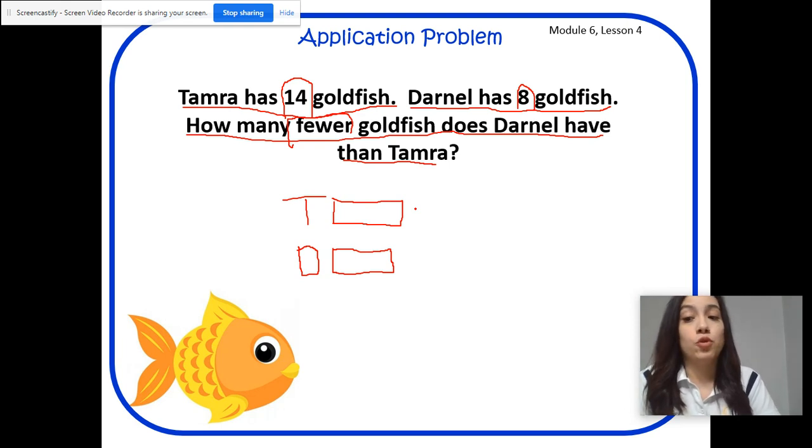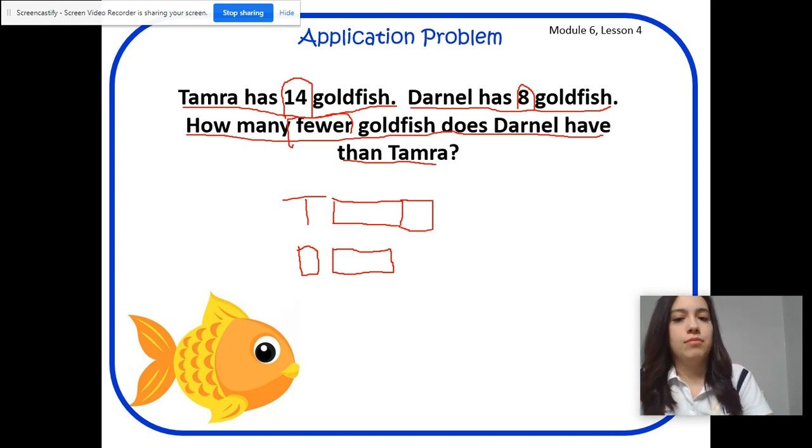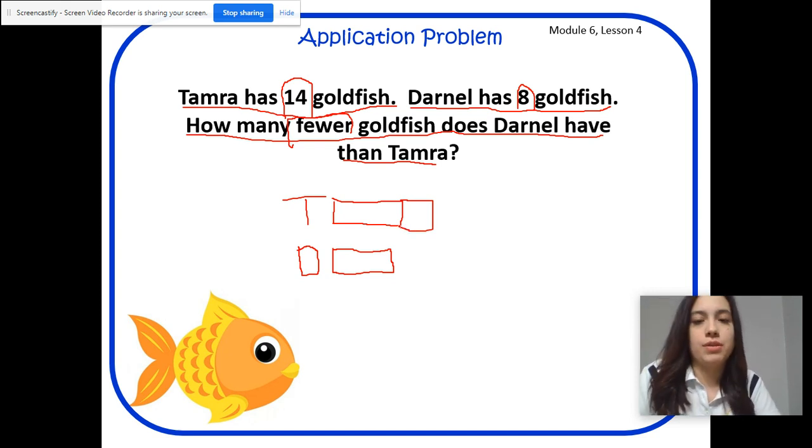Tamara has 14 goldfish. Darnell has 8 goldfish. So who has more, boys and girls? Tamara or Darnell? Ready? Yes, Tamara. So she's going to have the extra tape. But this time, let's go ahead and reread the problem so we can put the numbers in our tape diagrams.